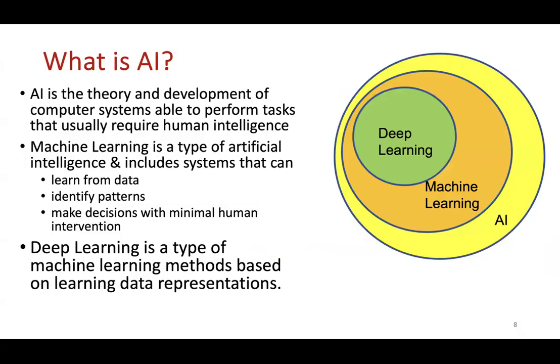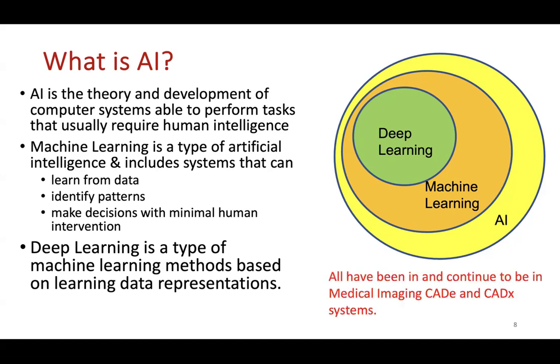But what is AI? There's a lot of definitions. I take a very broad definition of AI. It's the theory and development of computer systems able to perform tasks that usually require human intelligence. It can learn from data, identify patterns, make decisions, and it includes all those various algorithms you might have heard about: foundation model, deep learning, machine learning, rule-based, all that is AI. And in fact, many of them have been and continue to be in computer-aided detection and computer-aided diagnosis systems, which were initially brought on in the 1980s and 90s.